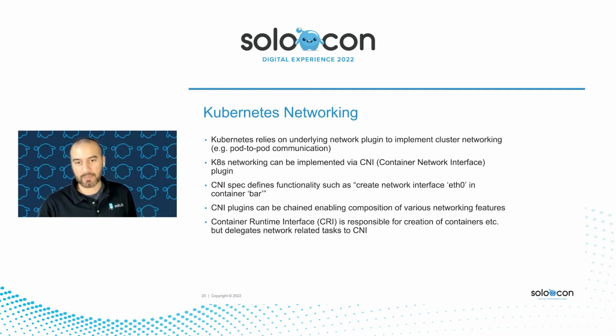For example, one of those is that pods can talk to other pods, and pods have their own IP address. The networking is implemented typically as what's called a CNI plugin, and CNI is the Container Network Interface. We'll talk more about that. The CNI itself is a spec that defines functionality, for example, create a network interface called eth0 in a specific container. Another really interesting thing about the CNI spec is that it allows for chaining, so you can have a chain of CNI plugins.